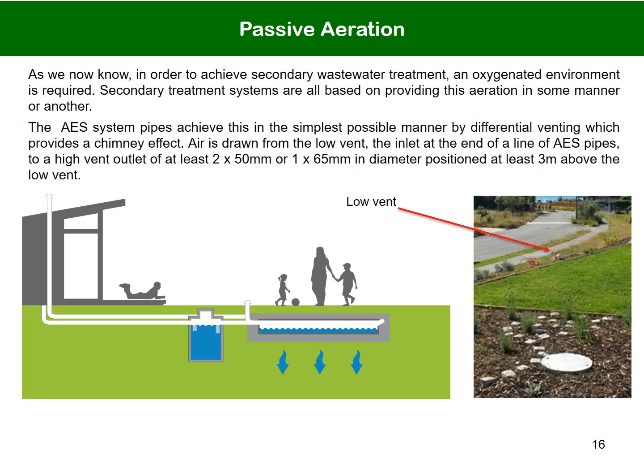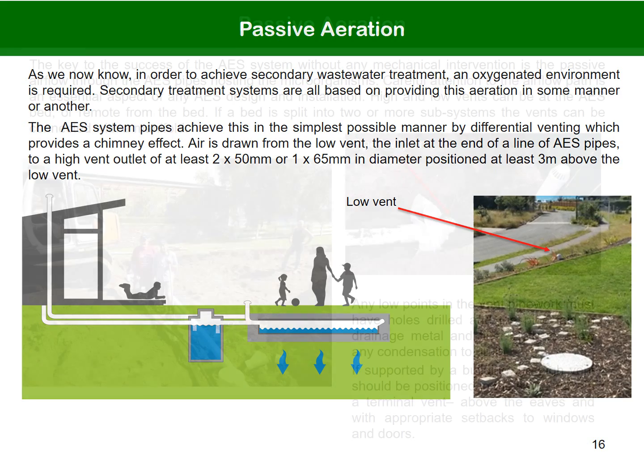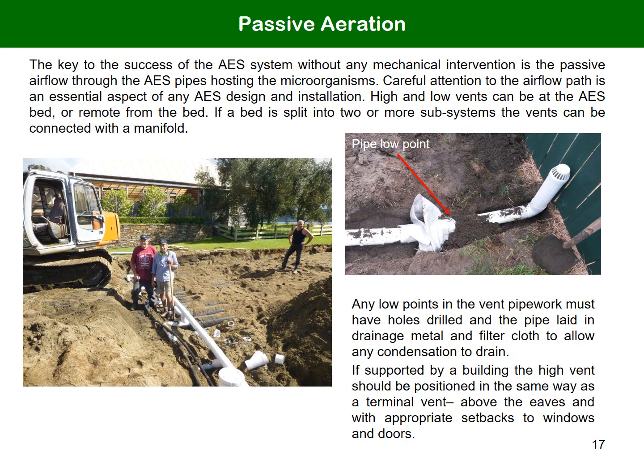This high vent is best positioned on an adjacent building or other support structure with its own pipework independent from other pipework carrying untreated effluent. The key to the success of the AES system without any mechanical intervention is the passive airflow through the AES pipes hosting the microorganisms. Careful attention to the airflow path is an essential aspect of an AES design and installation.